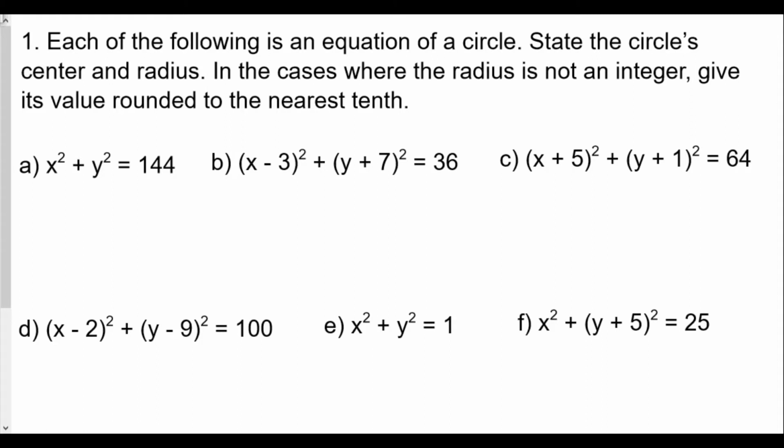Number 1. Each of the following is the equation of a circle. State the circle's center and radius. In the cases where the radius is not an integer, give its value rounded to the nearest tenth. So, first off, let's talk about how we find the center and radius of each of these equations for circles.